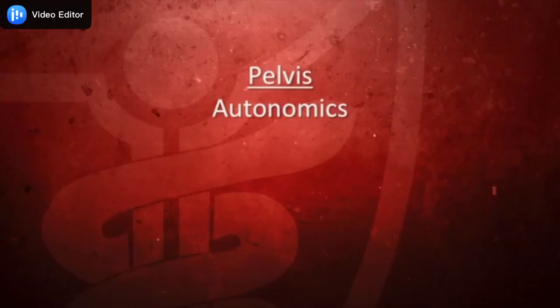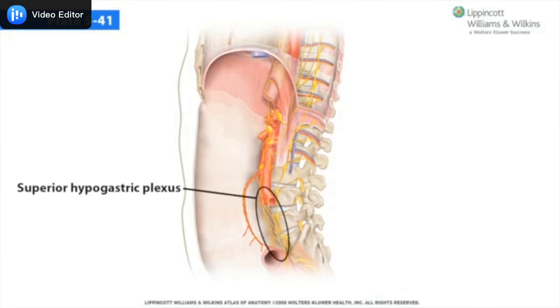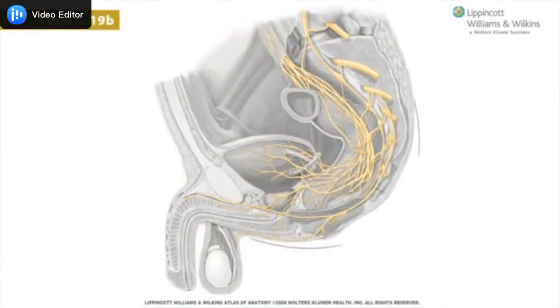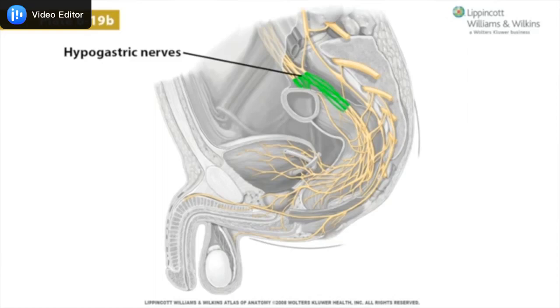The source of autonomic innervation to the pelvis is the superior and inferior hypogastric plexuses. The superior hypogastric plexus, which lies atop the aorta at its bifurcation, is made up of sympathetics from spinal cord levels T10 to L2. This plexus does not send any direct branches to the pelvic viscera, but terminates as the left and right hypogastric nerves, which contribute to the inferior hypogastric plexus.